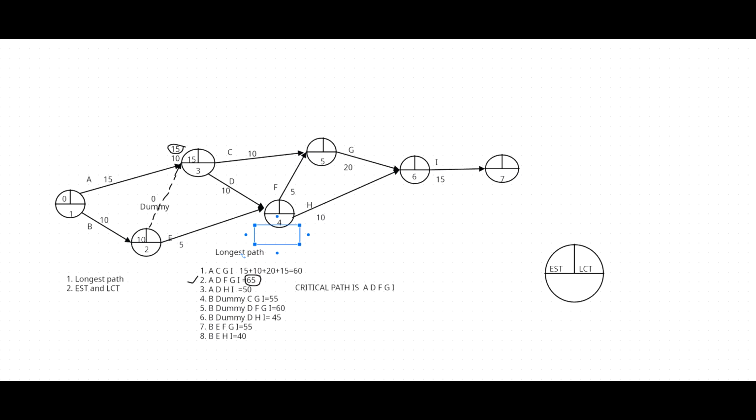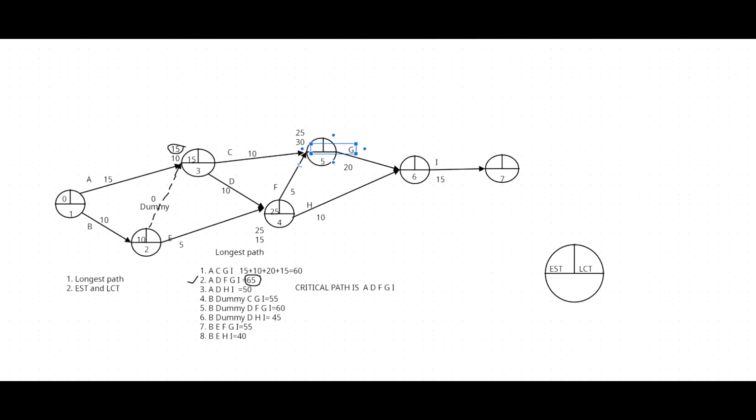Then event number 4, we should select between 15 and 25, select the 25. Then go to event number 5, via C, the value is 15 plus 10, 25, via F, 25 plus 5, 30. Then compare both. Select the highest one, 30 for the fifth event.